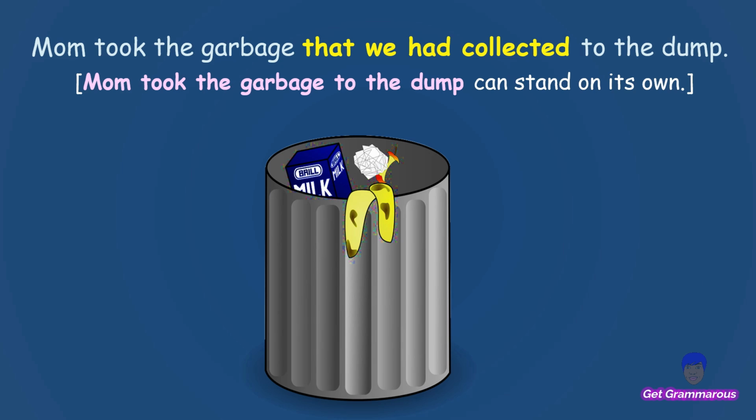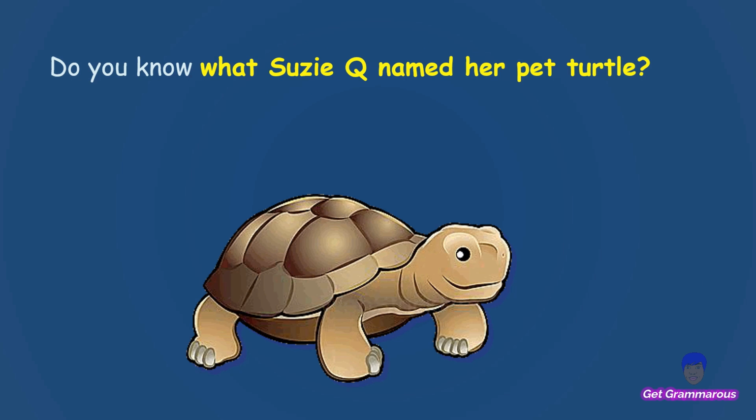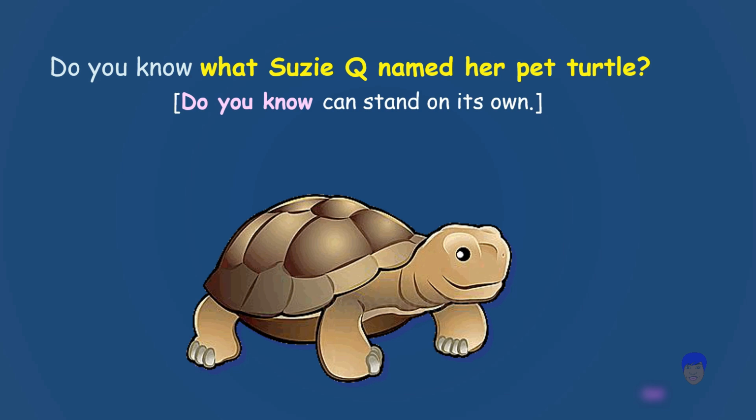Mom took the garbage to the dump can stand on its own, but that we had collected cannot stand by itself as a sentence. Another example. Do you know what Susie Q named her pet turtle? What Susie Q named her pet turtle cannot stand alone as a sentence. It's a subordinate or dependent clause. However, do you know can stand on its own as a sentence.